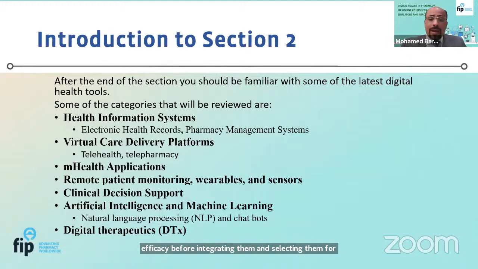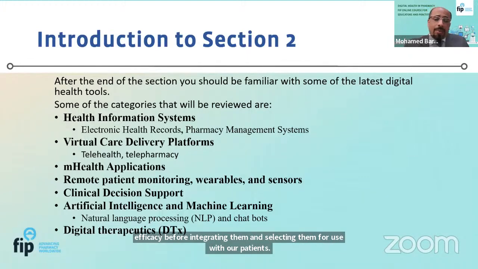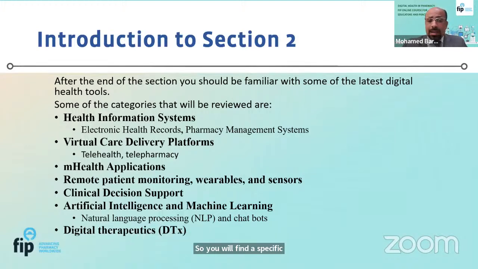So you will find a specific part for digital therapeutics and how they can be used for managing, preventing, and treating certain diseases. Next slide, please.